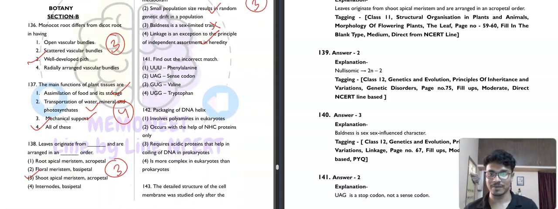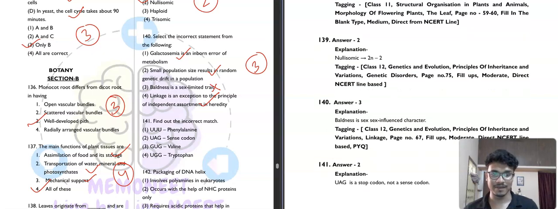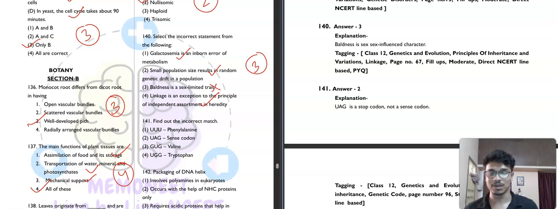Then question number 141. Find out the incorrect match. Okay, you know that there is a very good table given in the NCERT. You need to remember that. So UUU is code for phenylalanine, correct. UAG is a sense codon? No, UAG is a stop codon. UAA, UGA. GUG is code for valine and UGG is code for tryptophan. So the second option will be our correct answer.